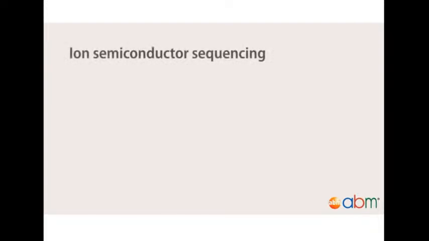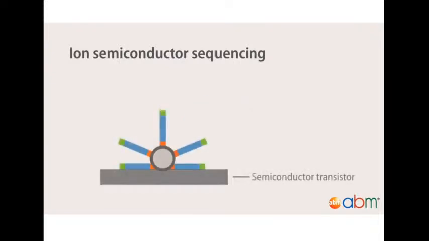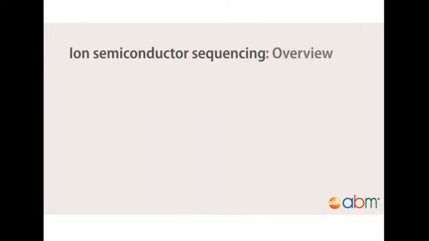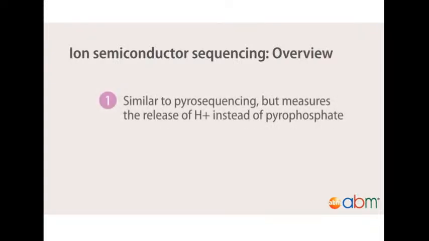Ion semiconductor sequencing utilizes the release of hydrogen ions during the sequencing reaction to detect the sequence of a cluster. Each cluster is located directly above a semiconductor transistor, which is capable of detecting changes in the pH of the solution. During nucleotide incorporation, a single hydrogen ion is released into the solution and it is detected by the semiconductor. The sequencing reaction itself proceeds similarly to pyrosequencing, but at a fraction of the cost.